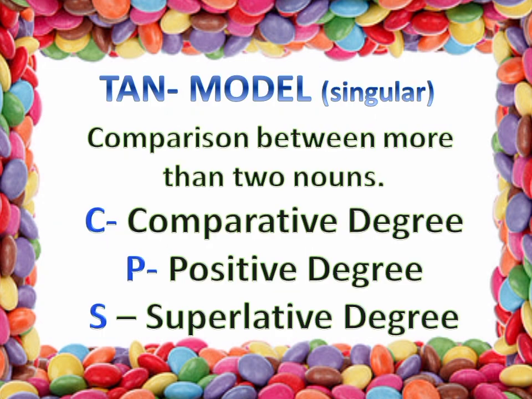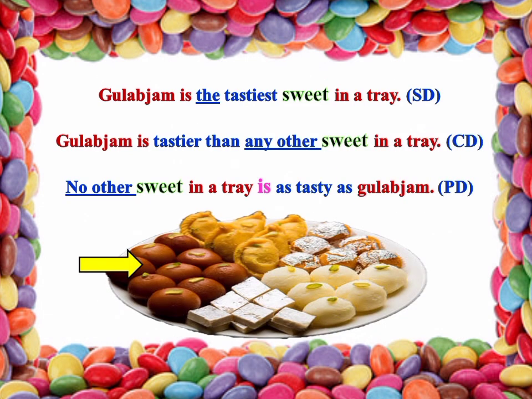The second type of comparison is between more than two nouns. Therefore, three forms of degrees, comparative, positive, and superlative degree, can be transformed. Let us name it the TAN model, in which the noun always takes a singular verb. For example, gulab jam is the tastiest sweet in a tray, it's superlative degree. Gulab jam is tastier than any other sweet in a tray.